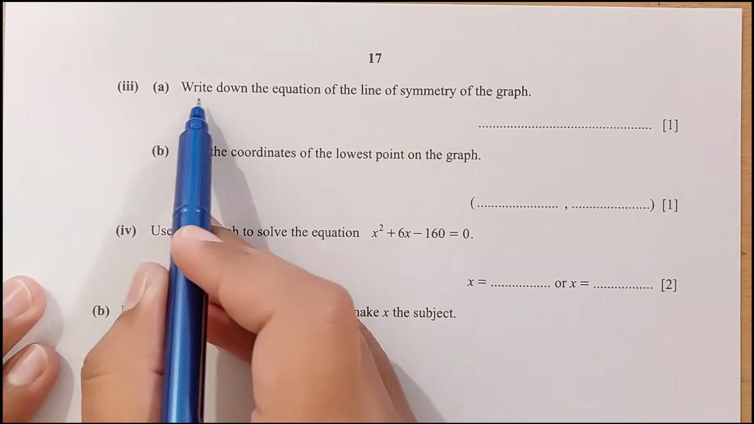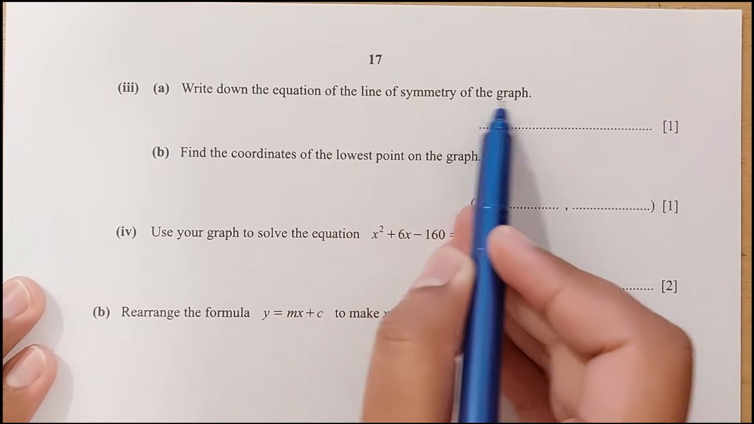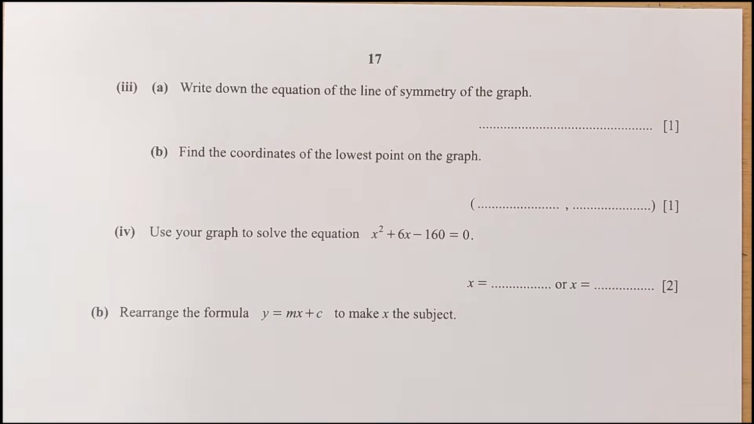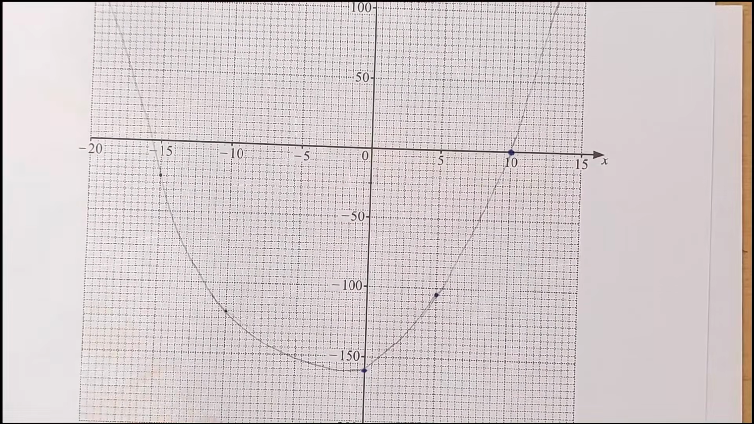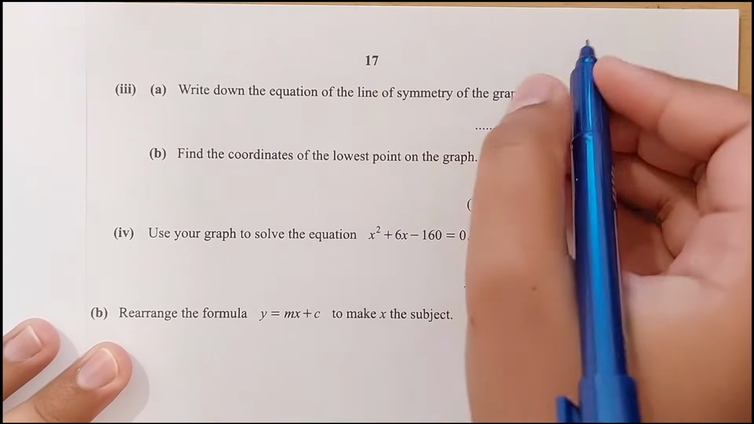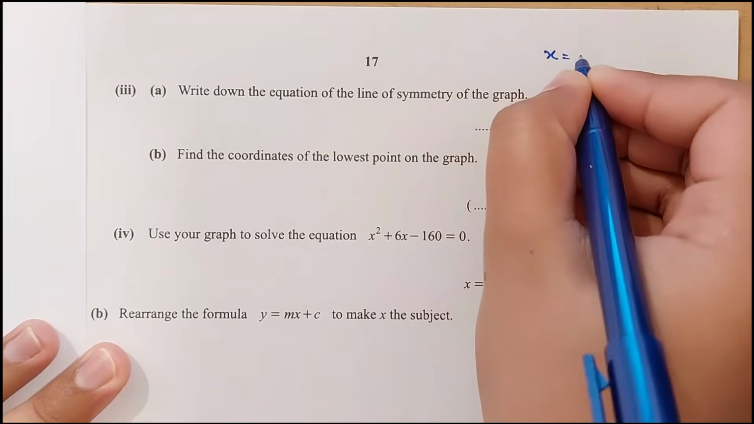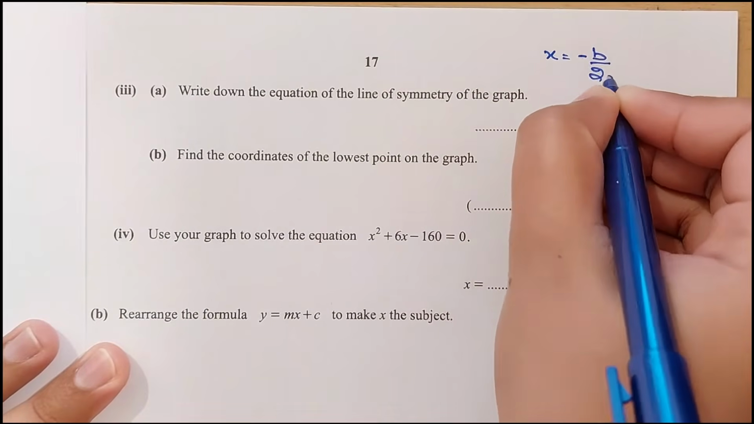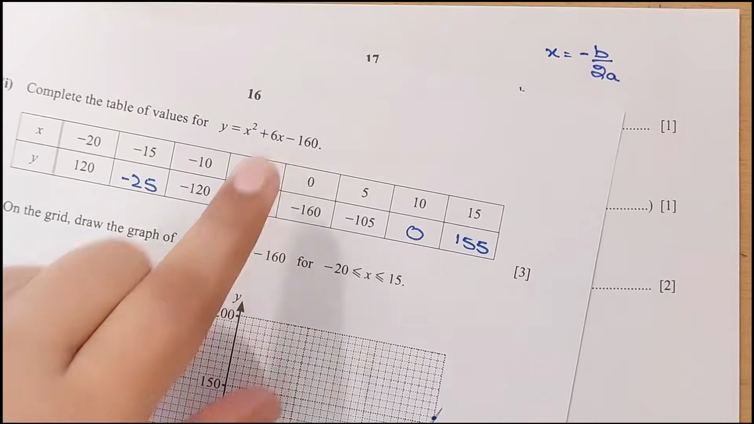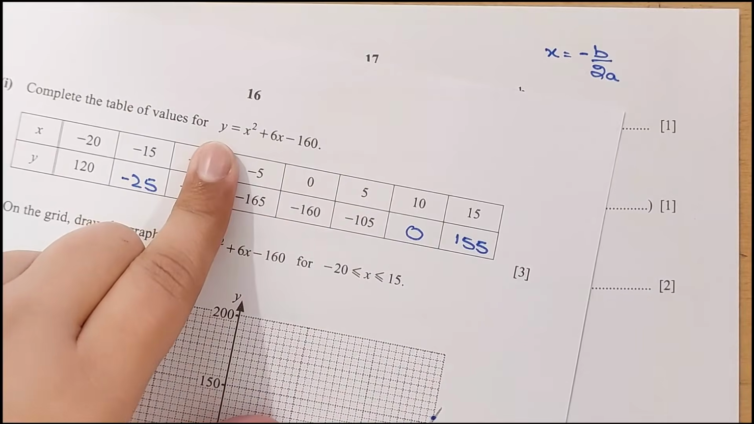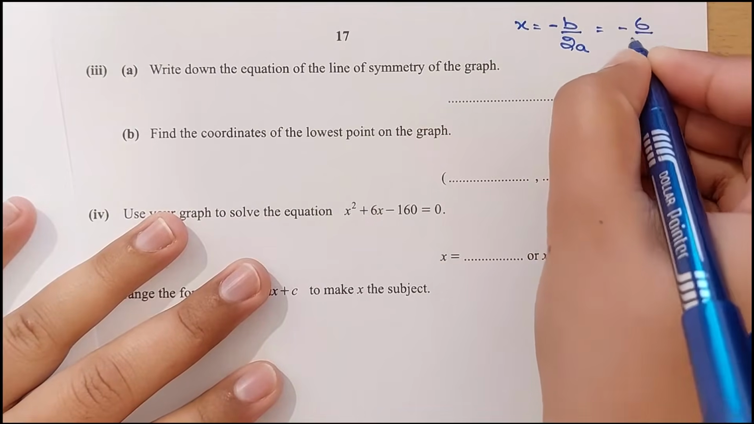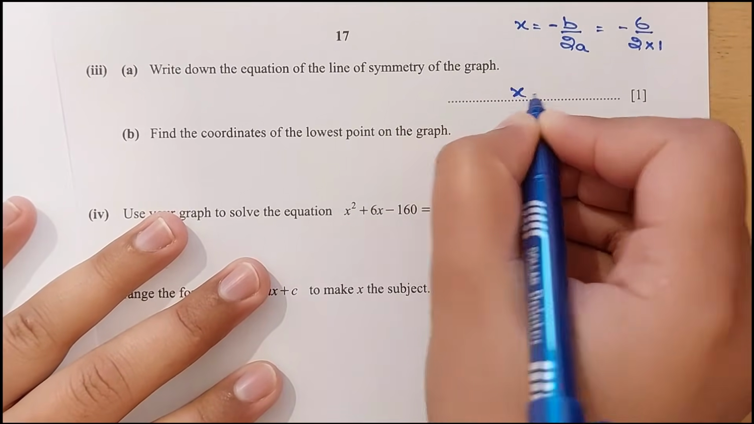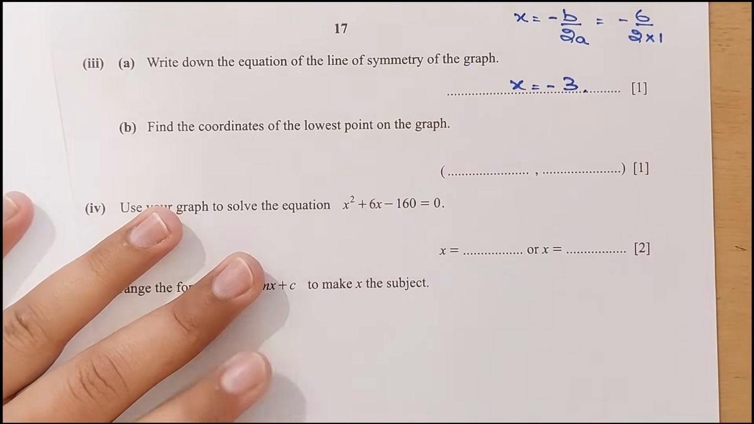Now for part 3a, write down the equation of the line of symmetry of the graph. So this is the graph, but it is hard to find the line of symmetry from it, so let me use the formula here. To get the line of symmetry, x equals minus b divided by 2a. That is the formula. So the b is 6 and the a is just 1, right? So this equals minus 6 divided by 2 times 1. That is x equals minus 3. That is the line of symmetry.